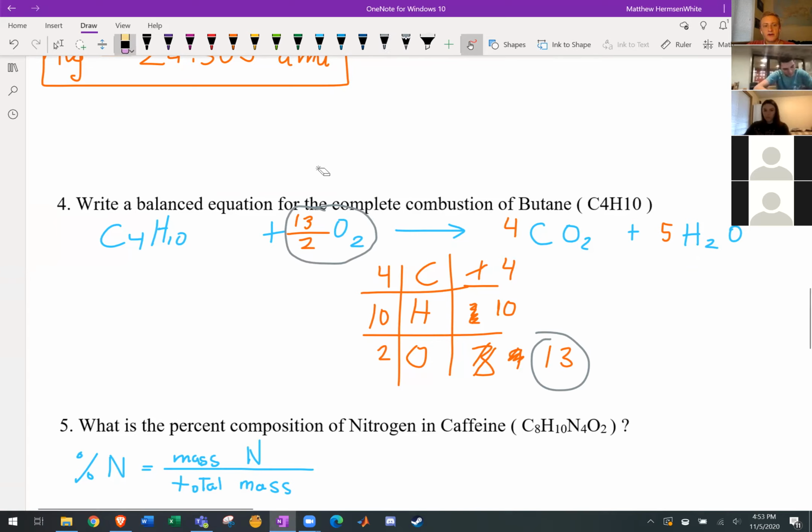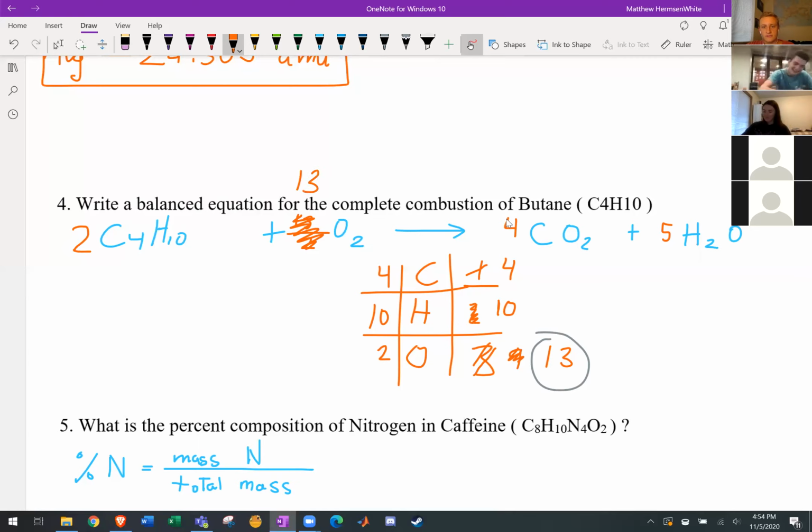Now, does anyone know how we can get rid of this fraction here? You just have to multiply the whole thing by 2. Yes, that's exactly right, Megan. So to get rid of this fraction, we're going to multiply everything here by 2. So we put a 2 here. Yeah, Megan. This goes to 13.